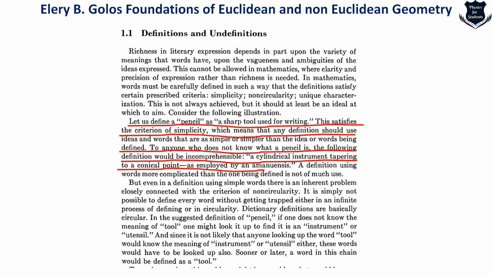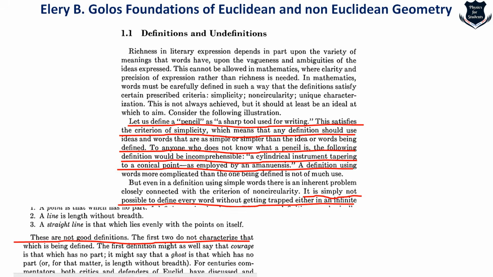So that is how he tells that when you are writing a definition, you should be careful, because it is simply not possible to define every word without getting trapped in an infinite circle, and dictionary definitions are basically circular in nature. This is something I underlined when I read it; I found it extremely useful. So when you are defining something, or writing your proofs in non-Euclidean or differential geometry, be careful. Don't use words like cylindrical instrument tapering to a conical point. It actually carries no use.